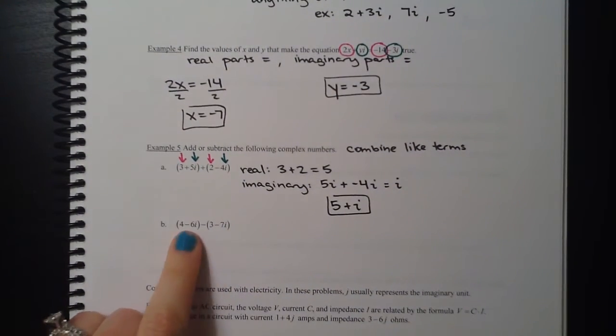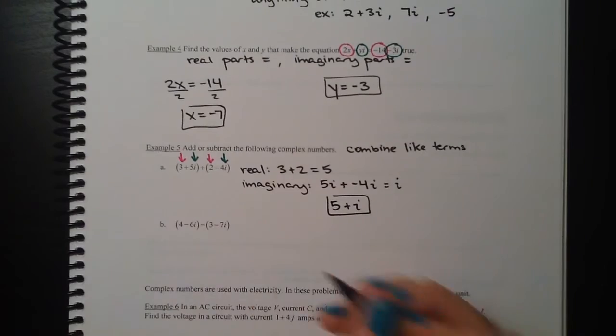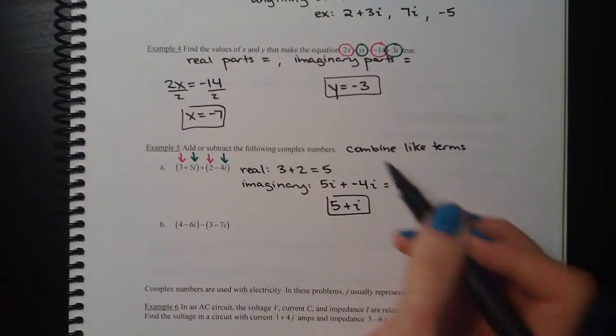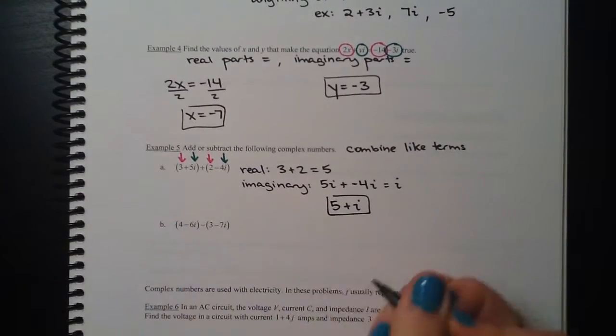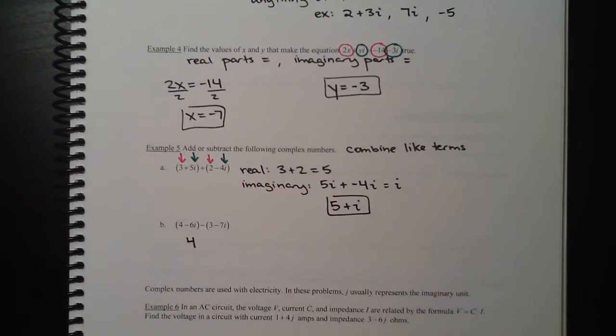Okay, so next piece, careful with this, we've got subtraction. So we could probably do this without being super detailed like this. So we start with the real part. So the 4 is the real part on the left.